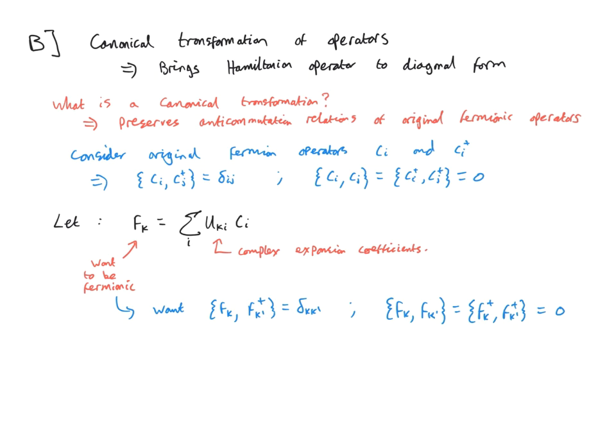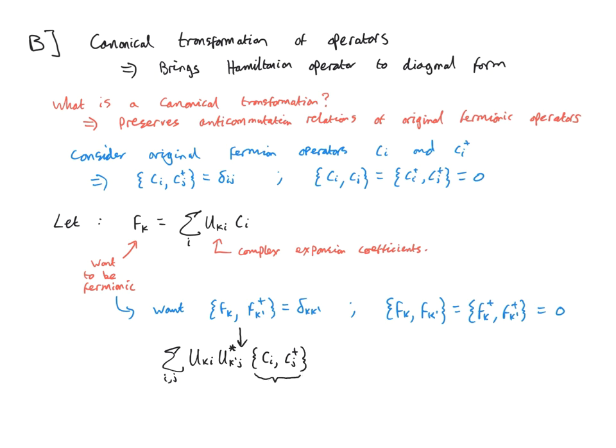So let's evaluate these anti-commutators and see what happens. Well, it's easy because we've got an expression which relates the F to the C's. I'm supposing that they're a linear combination of those things, so I can just substitute that in. And when I do that, I get the double sum over i and j, because I have two sets of operators, F_k and F_k', of U_ki times U_k'j star, star meaning, of course, the complex conjugate as usual, times the anti-commutator of the C operators, C_i and C_j dagger. That's what you get just by substituting it in.